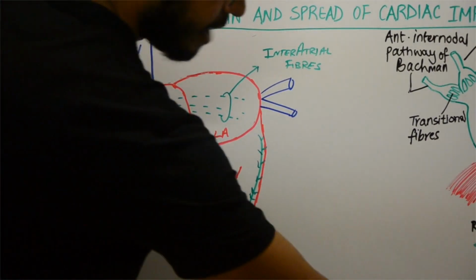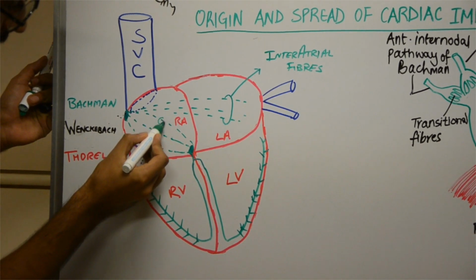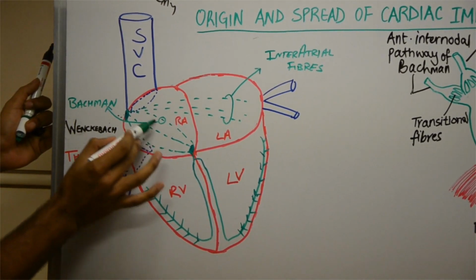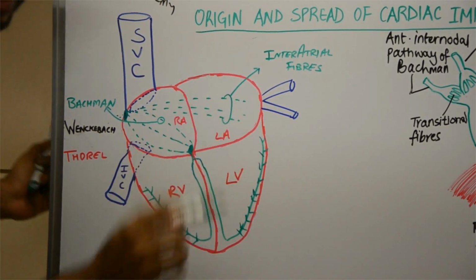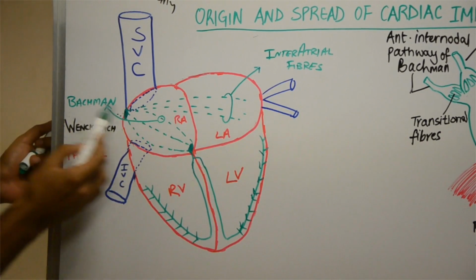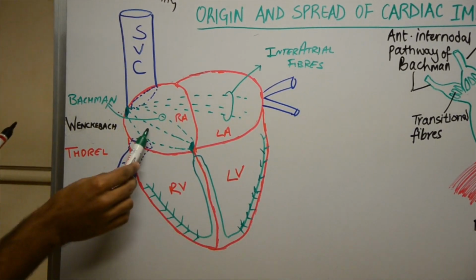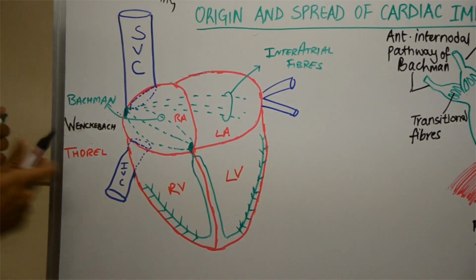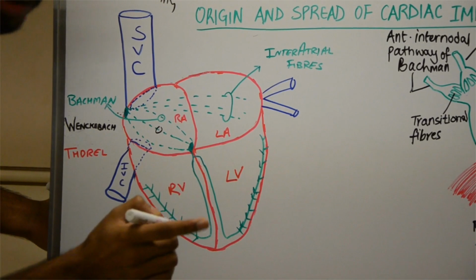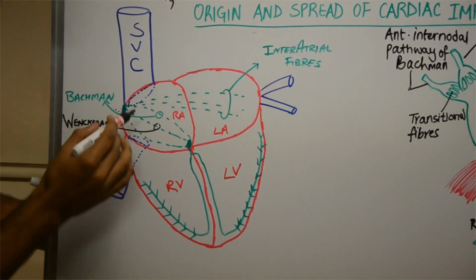The anterior one I have labeled with green. The anterior internodal fiber is also known as Bachmann's bundle. Now remember, Bachmann's bundle is here also, and the interatrial fibers are also known as Bachmann's bundle. This is Bachmann's bundle, or the anterior internodal fiber. The middle one, as you can see, is this part. The middle internodal fibers are also known as Wenckebach's fibers.